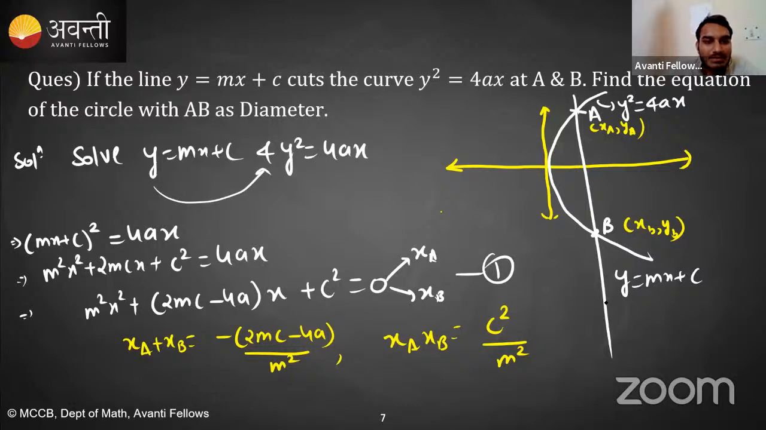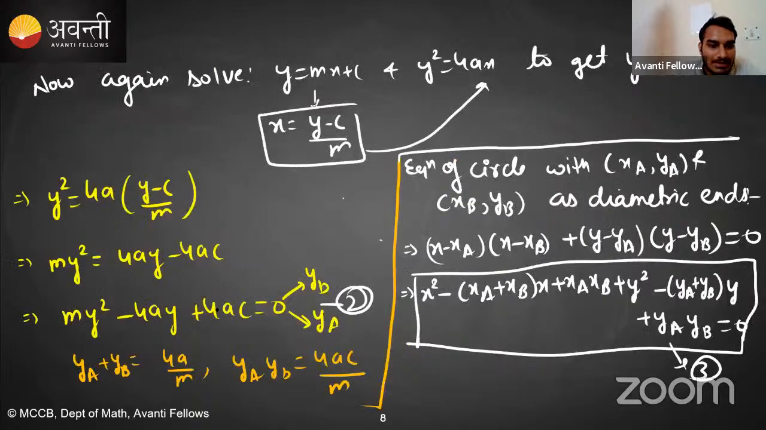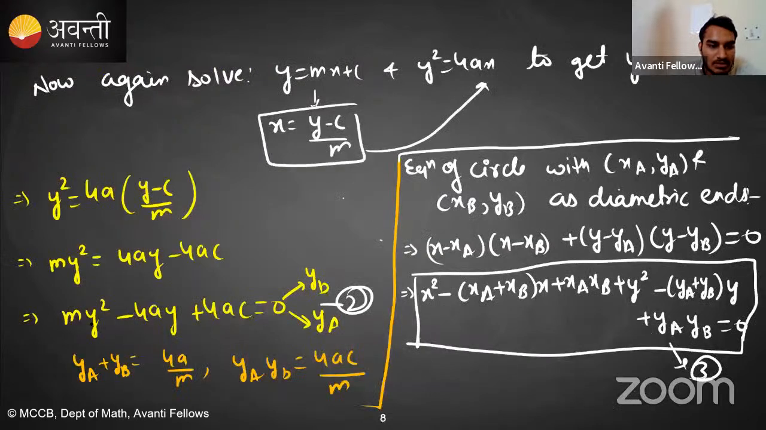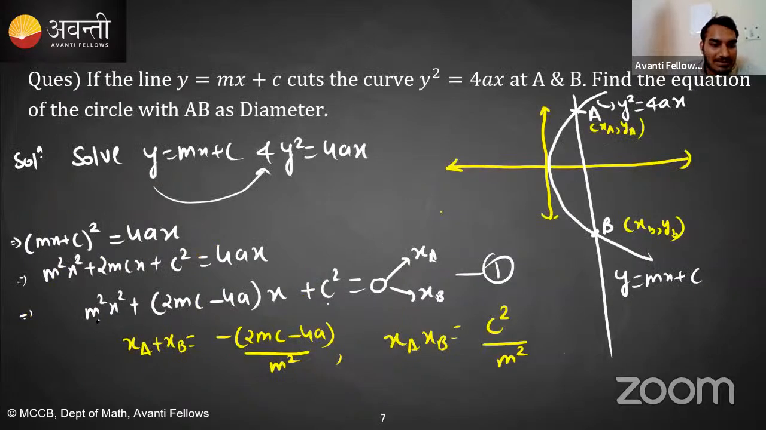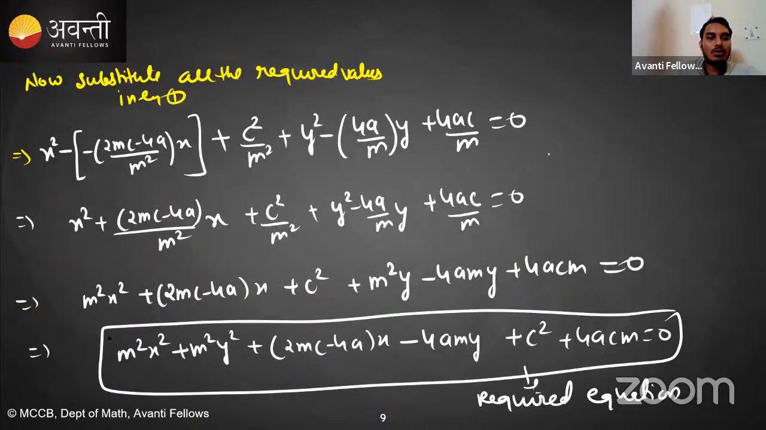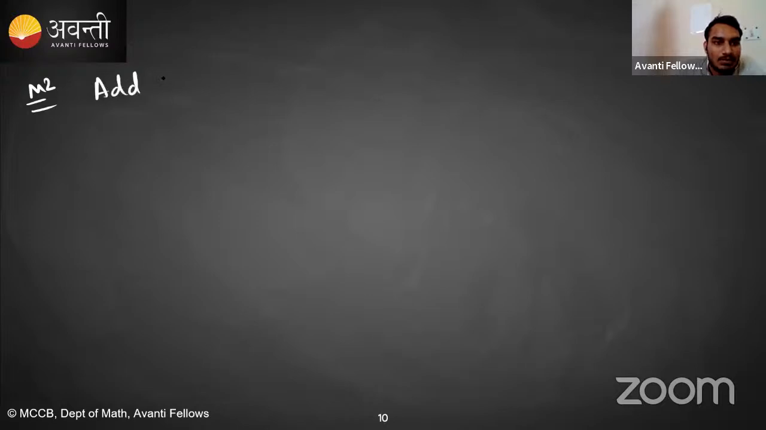So the shortcut method is that first you find the quadratic equation in x, equation 1, and find the quadratic equation in y, equation 2. Then make sure the coefficient of x square in equation 1 and the coefficient of y square in equation 2 are equal, and then add them. In equation 1, the coefficient of x square is m square. In equation 2, the coefficient of y square is m. So what I'm doing is adding equation 1 and m times equation 2.